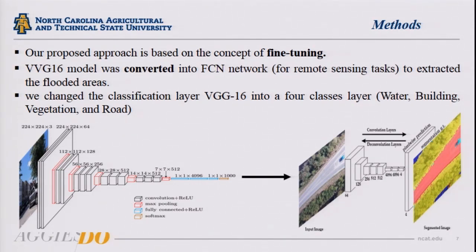Fine tuning means we keep the first 13 layers that are used to detect corners and edges. So we keep those layers and we change the last 3 layers.